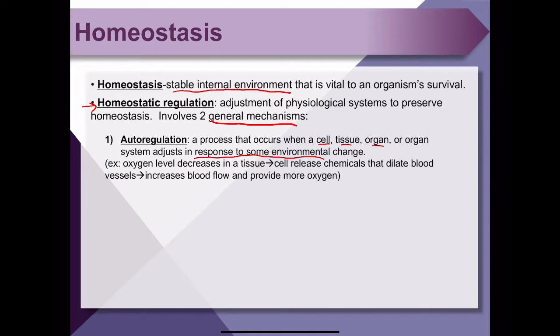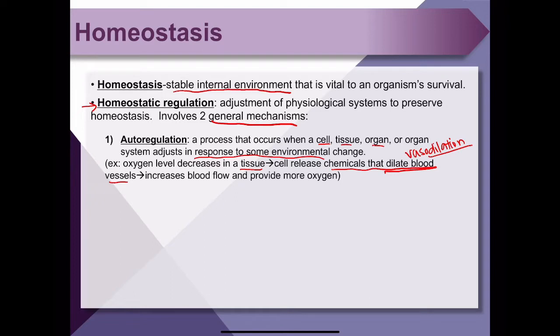So for example, if oxygen level was to decrease in a piece of tissue, an area of the body, the cells within that area would be able to sense that lower oxygen level, and they will release chemicals that can dilate blood vessels, called vasodilation. That's something we'll talk a lot about in AMP2, vasodilation.